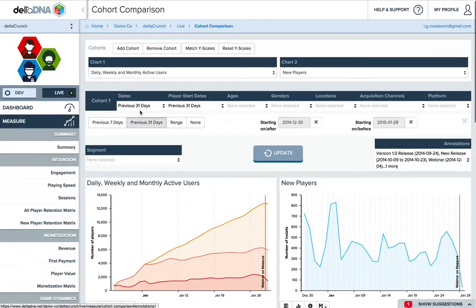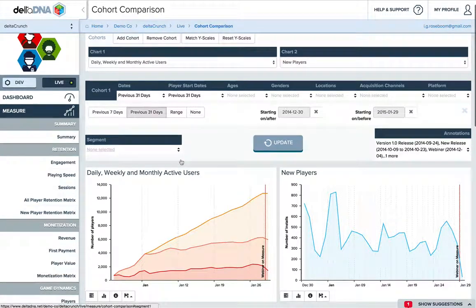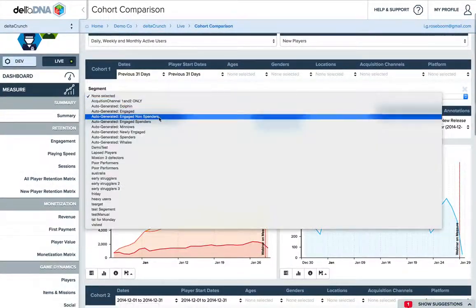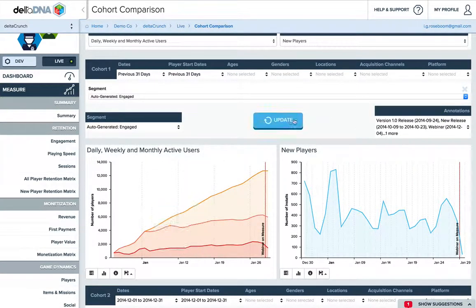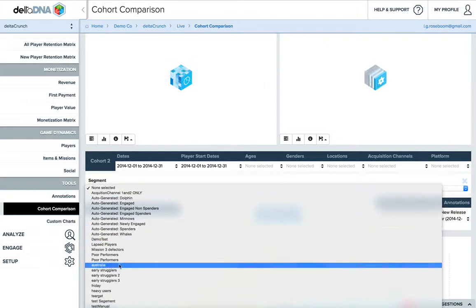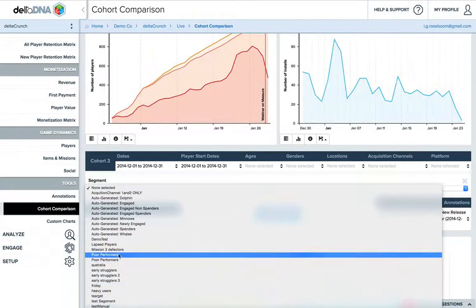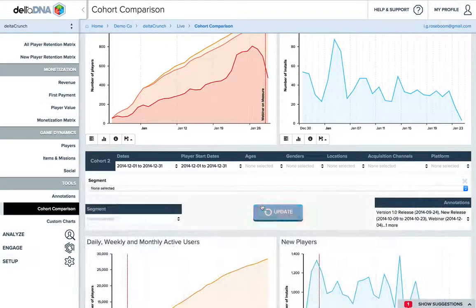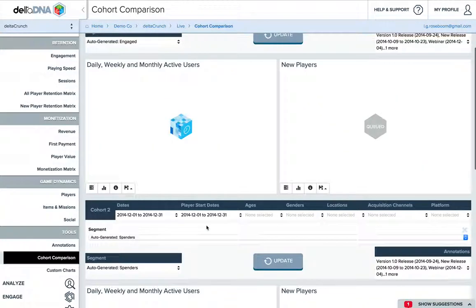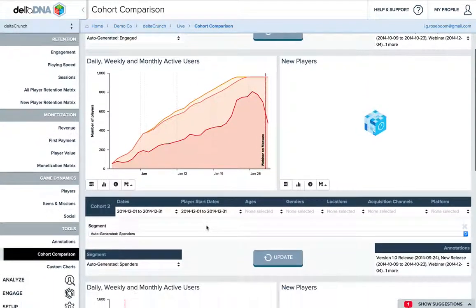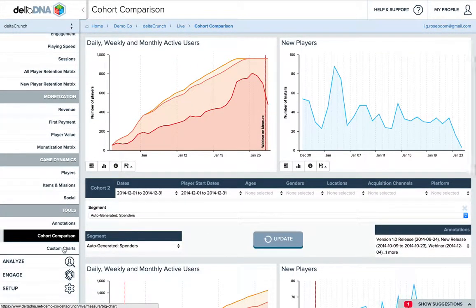And of course you can put annotations there, and you can also use segments, and you can use different segments on the different charts if you like. I can have engaged players here, and I can have spending players here, and so on. So the cohort comparison is quite good, but you can also get similar kind of functionality from using our new custom charts and custom dashboards.